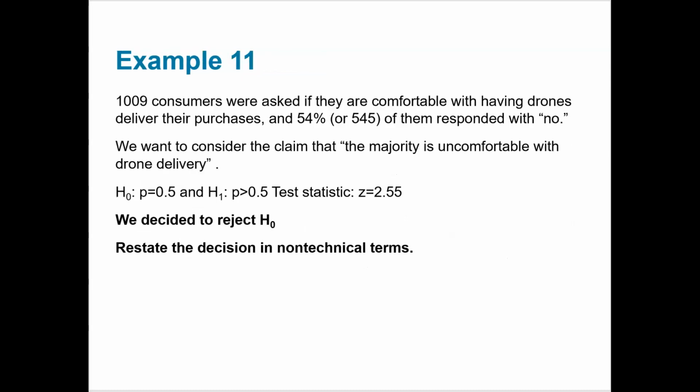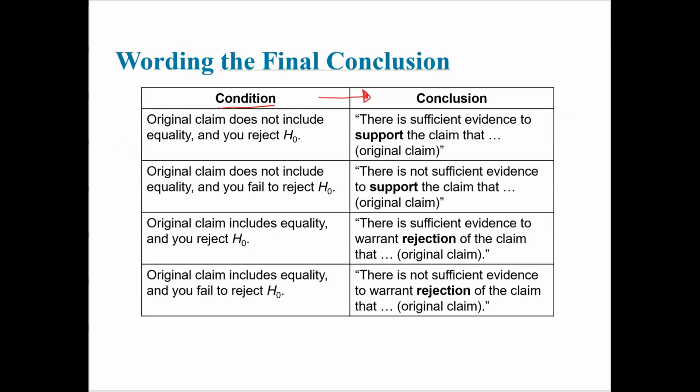We're still in this same example here. We've done the p-value method and the critical value method. We decided to reject the null hypothesis. So now we need to restate it in non-technical terms. The first thing we need to determine is, does the original claim include equality? This was the original claim, and it does not include equality. So let's go back here. The original claim does not include equality in these two here, so we're not even going to look at these for this example.